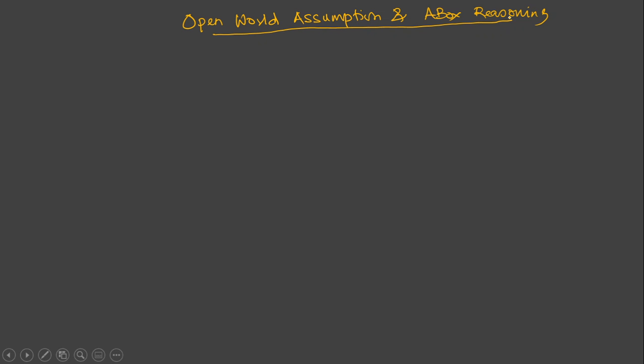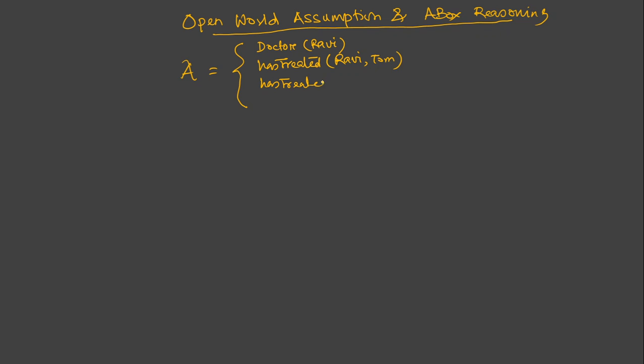So to illustrate this relationship, let us consider one A box which we have already talked about, the same A box. So the A box contains three assertions: Ravi is a doctor, Ravi has treated Tom, and Rahul has treated Kiara. So the same thing, right?